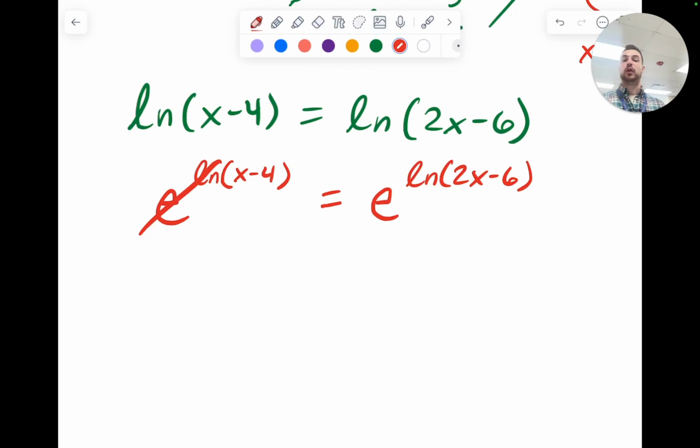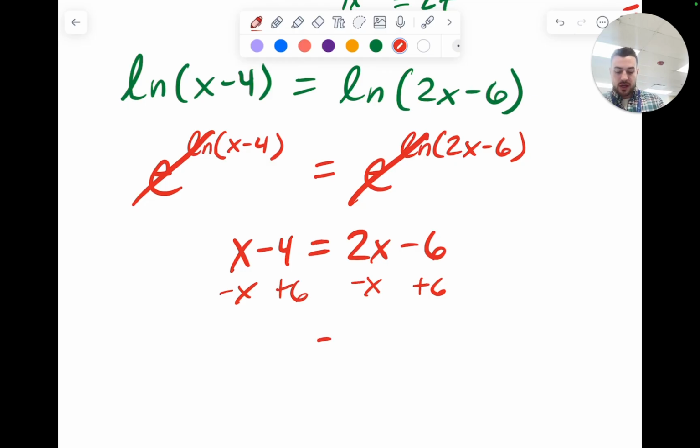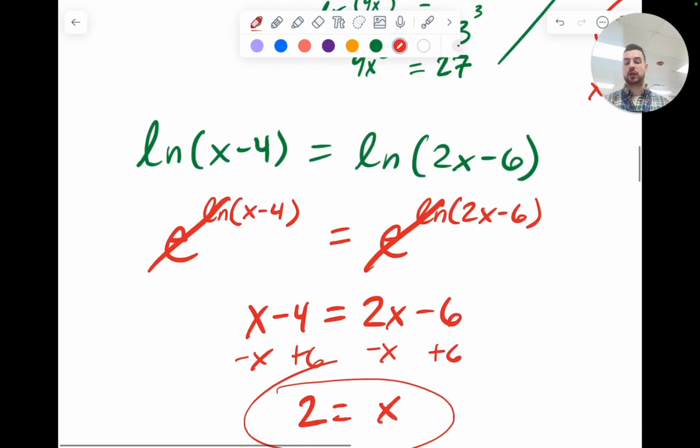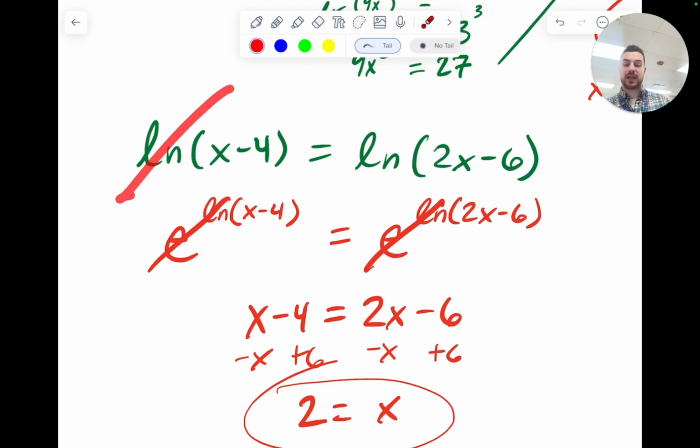And since both sides are the same types of logs with the same base, they'll cancel each other out, and I get x minus 4 is equal to 2x minus 6. So I move over my x, add my 6, and we will get x equals positive 2. So basically the solution here is when you've got one log equal to another log, and each log is by itself and their bases are the same, you can essentially just cancel them out and solve their arguments by setting them equal to each other.